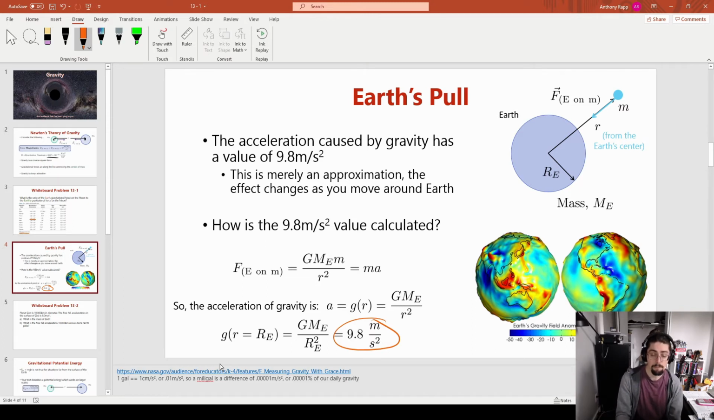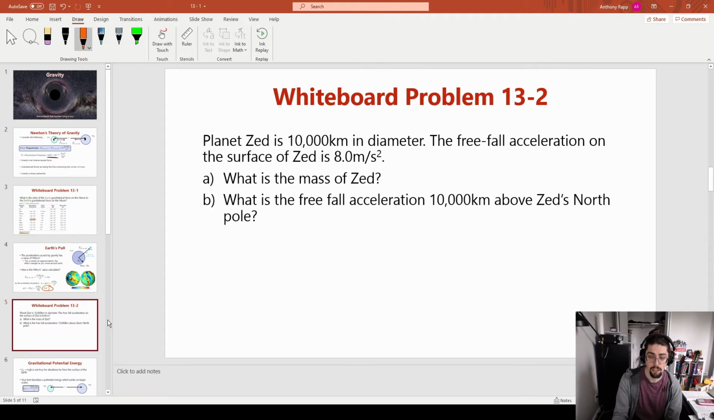So with that in mind, let's try something here. Let's imagine planet Z has a diameter of 10,000 kilometers. The free fall acceleration, their little g, is measured to be 8 meters per second squared on the surface. I want you to find two things. First, what is the mass of Z? And then let's imagine that somebody goes 10,000 kilometers up from the surface of the planet. What is the free fall acceleration all the way up there?